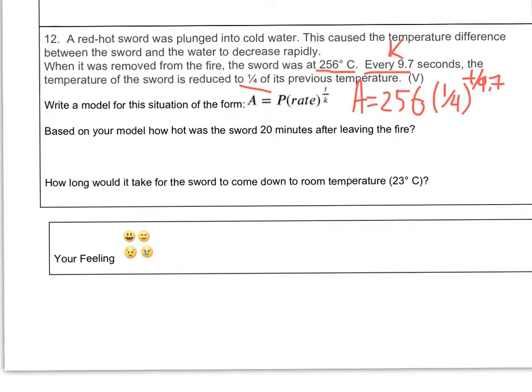How hot was the sword 20 minutes after leaving the fire? Oh boy, 20 minutes is 9.7 seconds. Yowzas. This is going to be pretty small. I kind of wish I had a calculator right now, but I don't, so I'm sorry. So we got 1/4, 20 minutes. This is seconds, so 20 minutes times 60 seconds is going to be 1,200 seconds. So we're talking about 1,200 divided by 9.7.